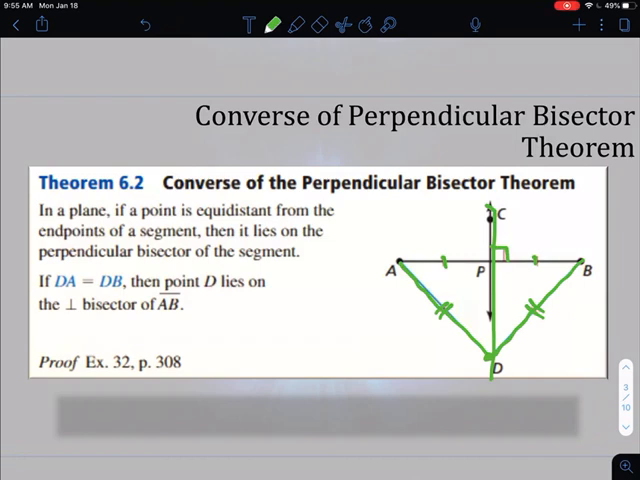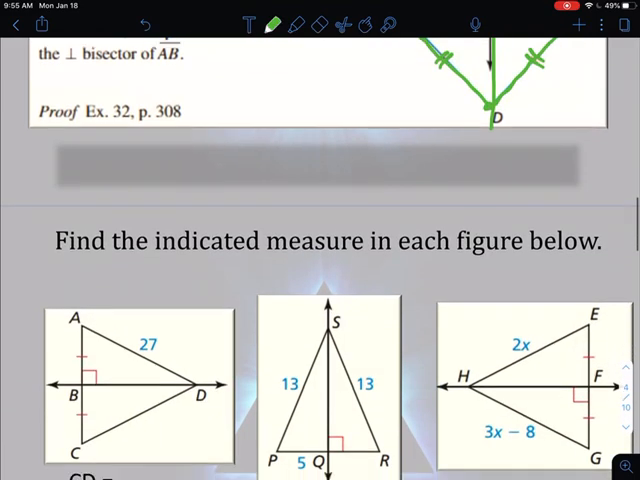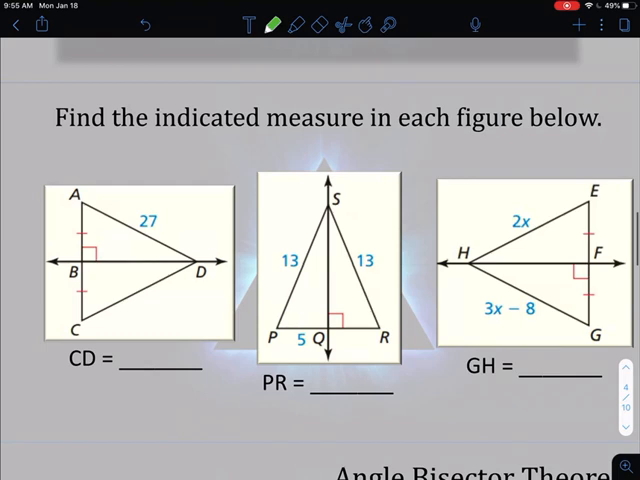So this perpendicular bisector theorem works both directions. Knowing it's a perpendicular bisector means we're going to be equidistant. If we're equidistant, then we're on the perpendicular bisector. So it's going to work either direction. And we can illustrate how this works with a couple of examples here.